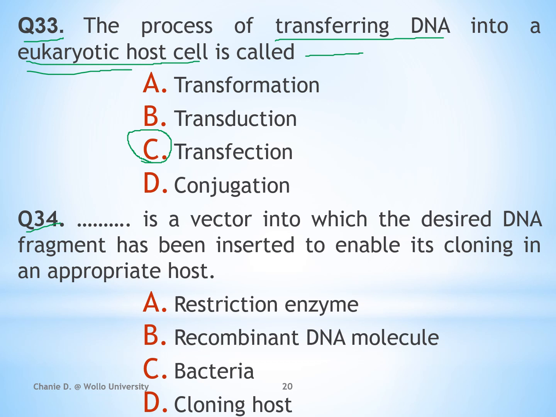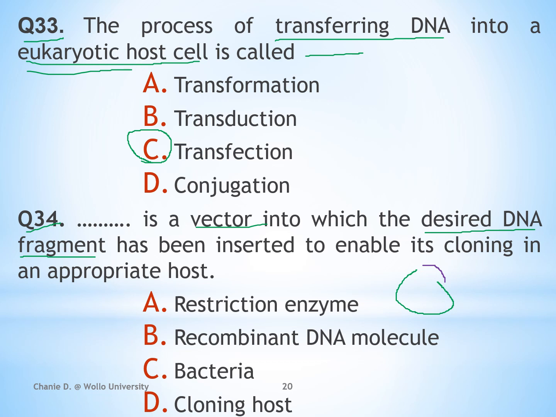Question number 34. Blank is a vector into which the desired DNA fragment has been inserted to enable its cloning in an appropriate host. This is a blank space, but we have keywords: a vector and desired DNA fragment as insert. DNA fragment, that is a gene of interest. Here we have plasmid, that is a vector. We have the vector within these blue, green colors, and a gene of interest in purple. There is a DNA fragment as insert.